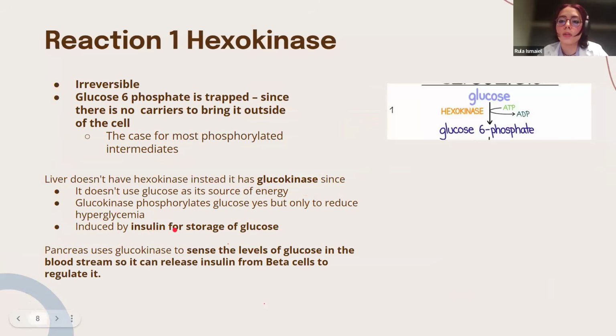Also, another thing to keep in mind, I will be going over the enzymes towards the end of the slides. Okay, the pancreas also uses glucokinase to sense the levels of glucose in the bloodstream, so it can release insulin from beta cells to regulate it. So glucokinase in the pancreas is acting like an antenna. Okay, I sense that there's a lot of glucose in the blood, so I need to release insulin so it can be lowered. Because if you have a very constant high blood glucose, that's really bad for your cells, and you don't want that. So that's what the pancreas does.